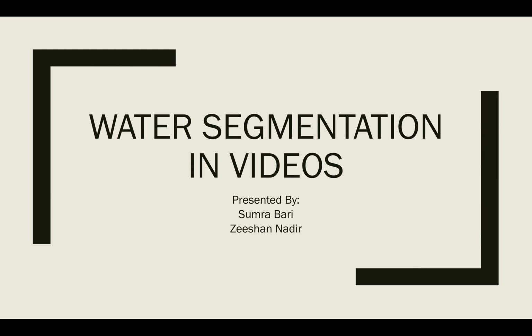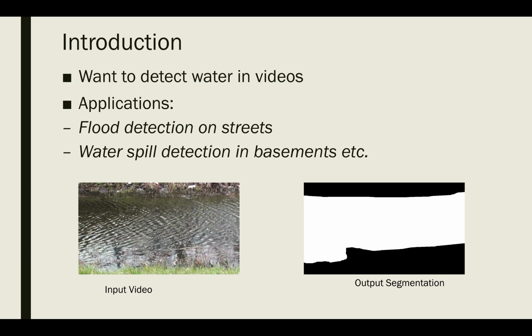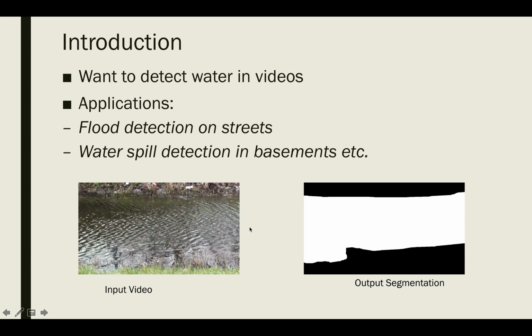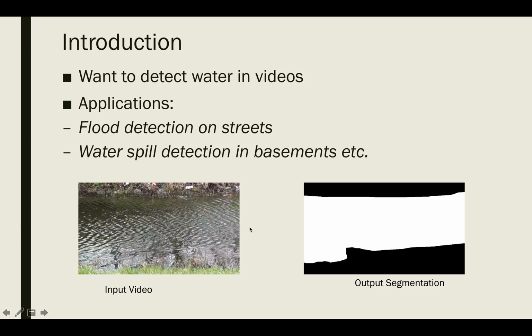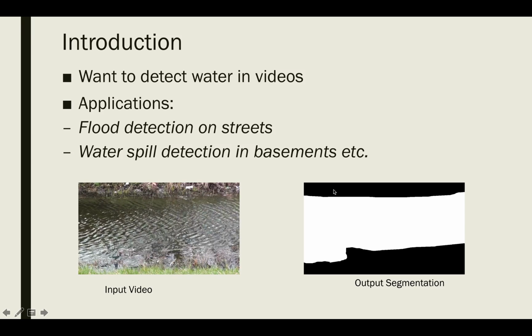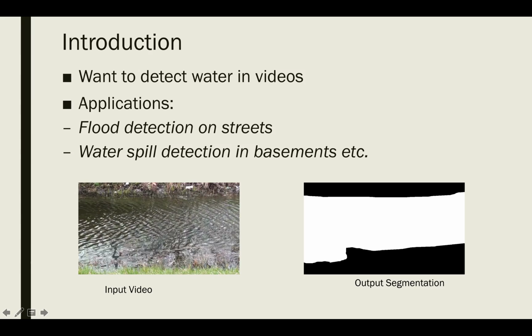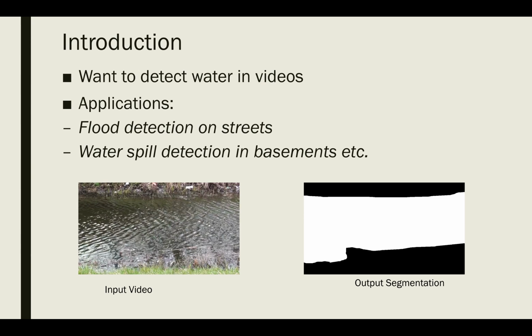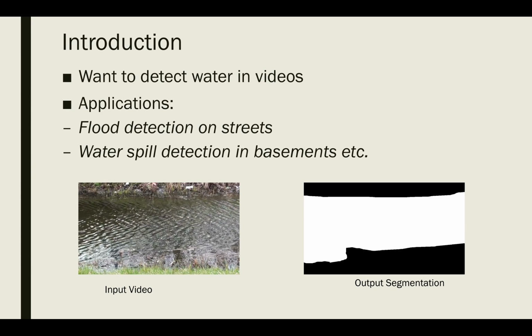This project is about water segmentation in videos. We want to find water in videos which are captured by a single still camera. Here we have an input video of water acquired by a single still camera, and we want to be able to identify regions of water versus non-water. We can find applications of this technique in floodwater detection on streets, or finding water spills in inaccessible locations like basements.